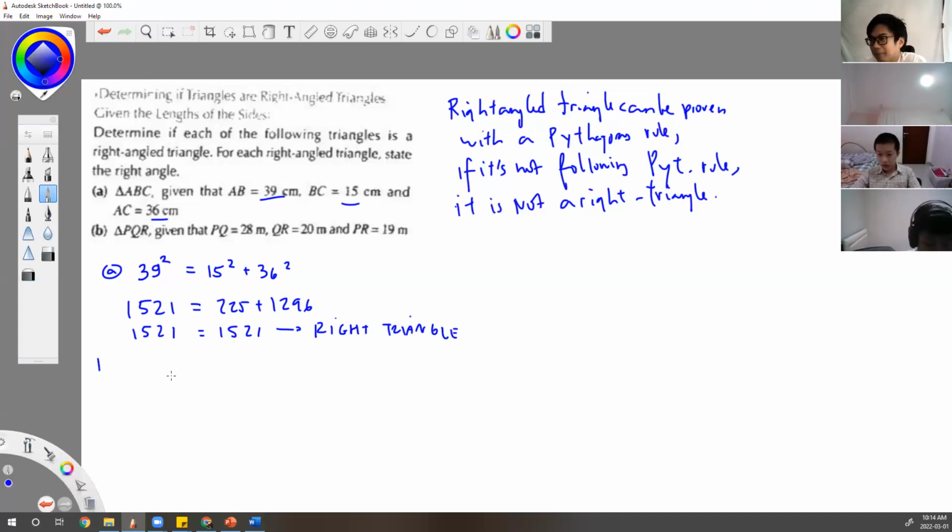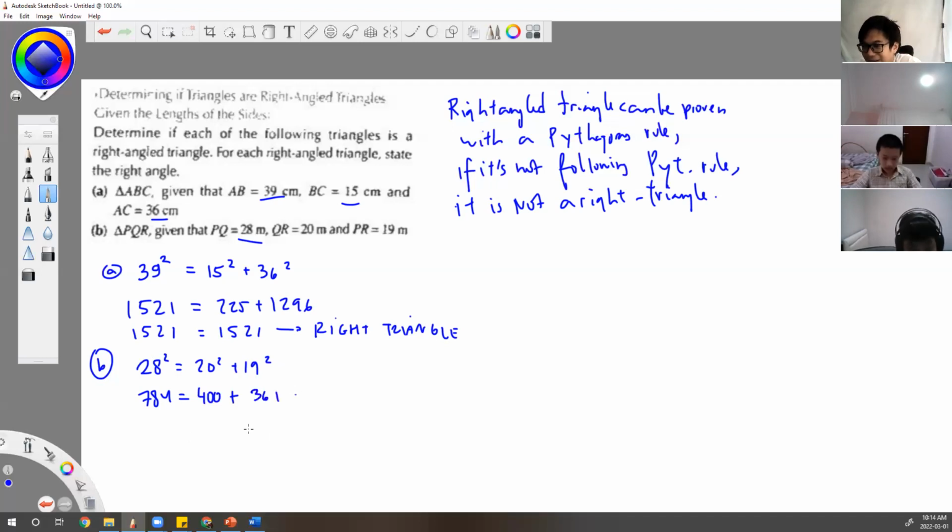B is not, but we have to prove, right? Because if one is right angle, the other is surely not. But proof. The longest side is 28. So put 28. Is 28 square equal to 20 square plus 19 square? Let's try. 28 square is 784. You can't just use 39 square here, that's totally wrong. Be careful. You have to do it one by one. 20 square, 400, 19 square. You can see right away, guys, this is not, because the last digit is 1, right? They are different. It's not.